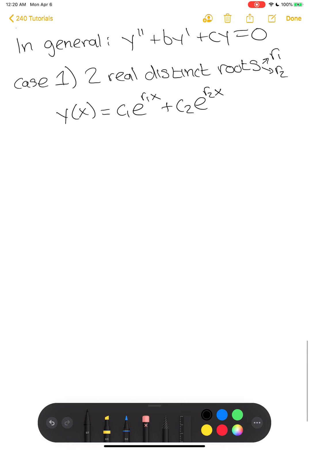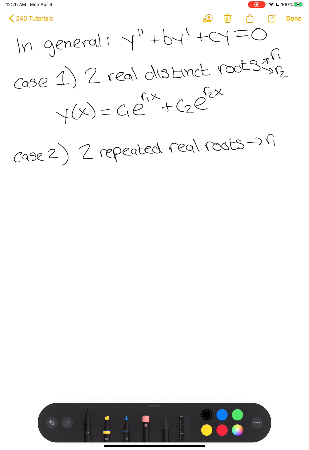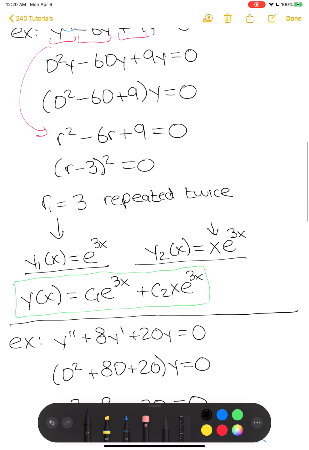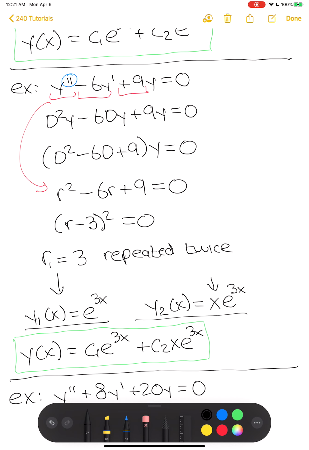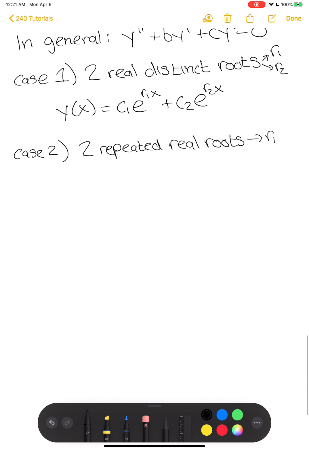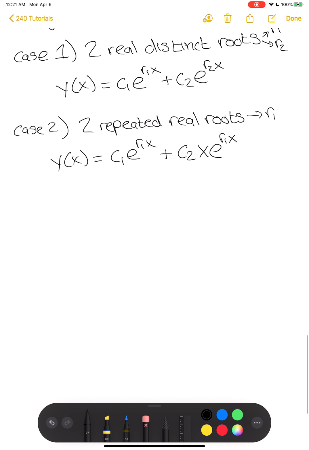There's our first case. Case 2, we saw we can have 2 repeated real roots. Okay, we'll just call it R1. That's repeated twice. And we saw in that case, I'll scroll up again, it was this one. If we have a repeated root, we just have to stick that extra x term in there. So we have y of x is equal to c1 e to the r1x as normal. And then we have c2 x e to the r1x as well. That's our second solution that pops out.